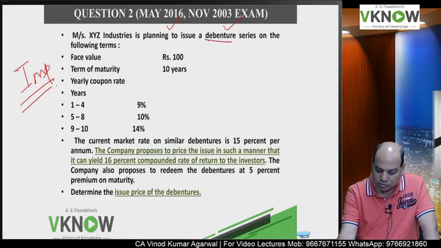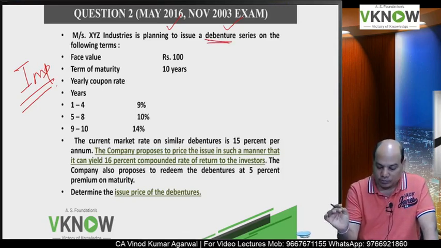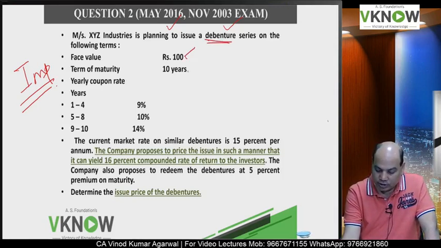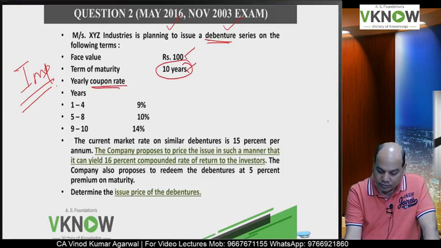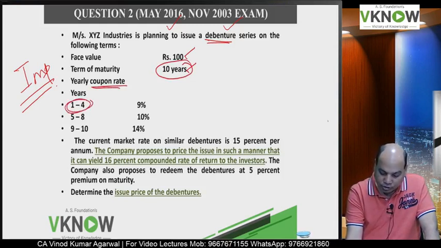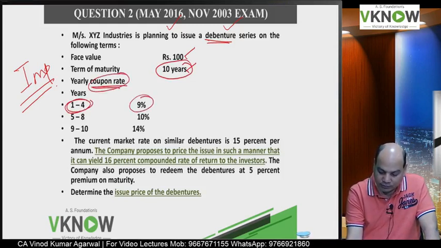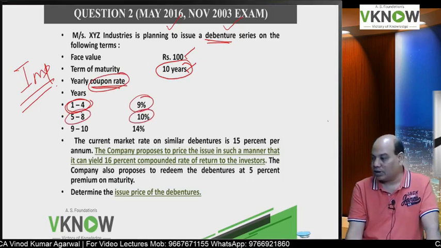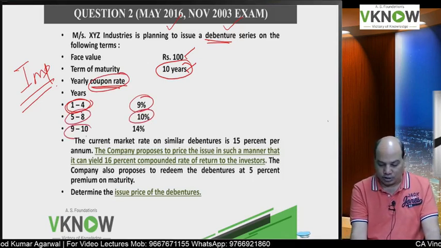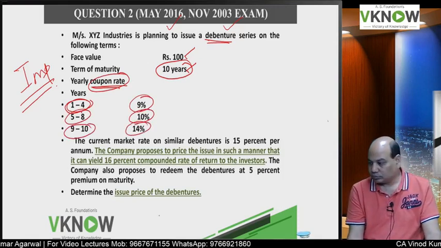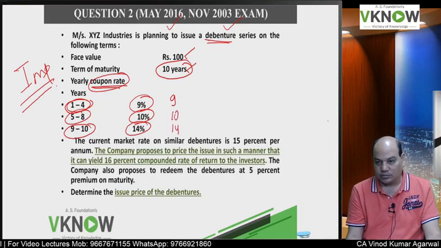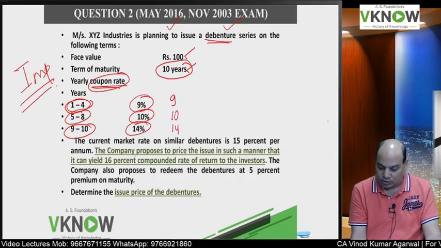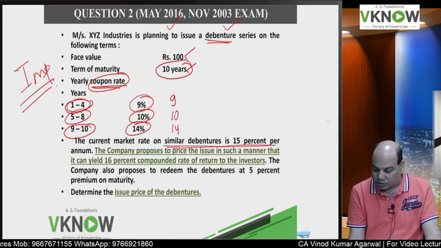Debenture or bond, the problem will be solved in the same manner. Face value 100, term to maturity 10 years, yearly coupon rate: for the first 4 years, the coupon will be 9%, years 5 to 8 the coupon will be 10%, years 9 to 10 the coupon will be 14%. So this time the coupon amount is changing, 9, 10, 14. The current market rate on similar debenture is 15% per annum.